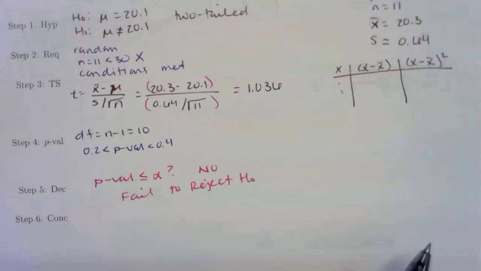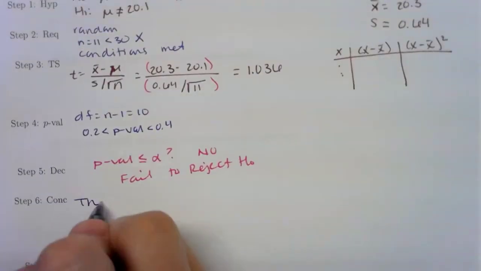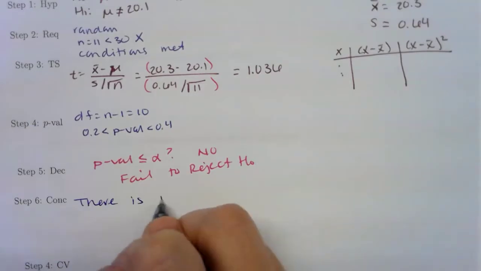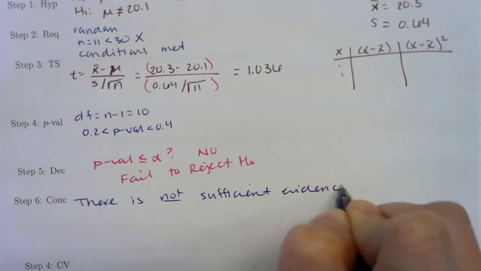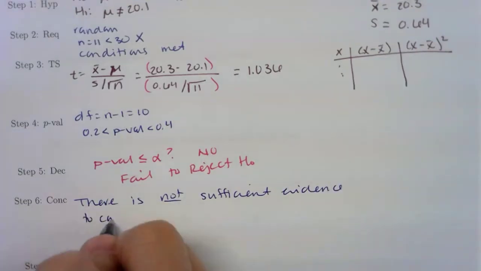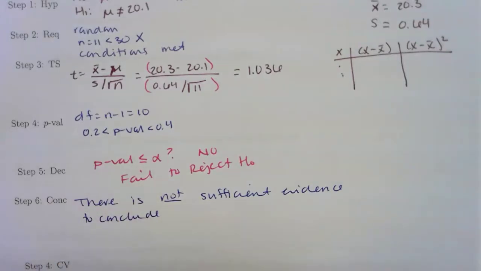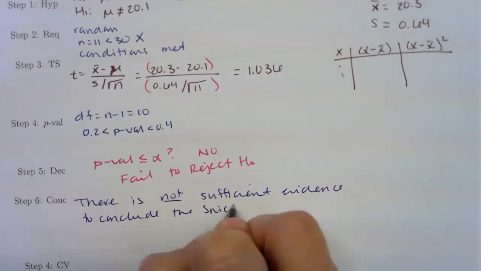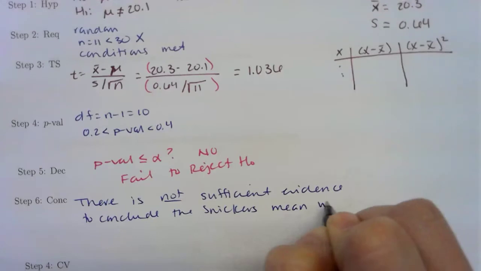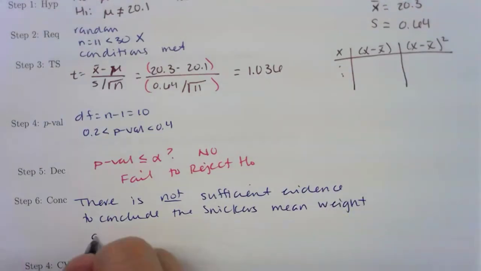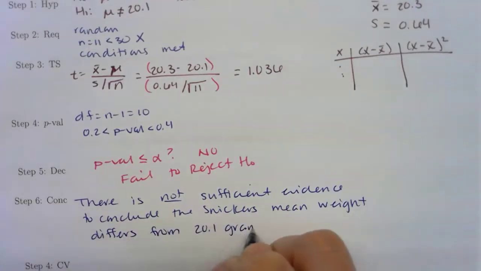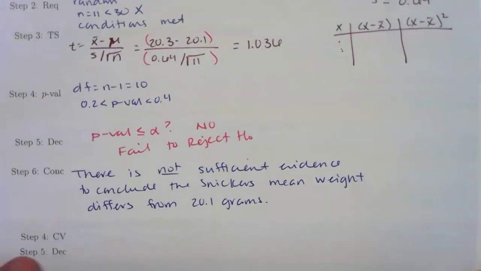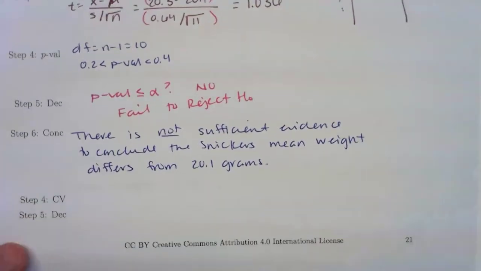And when we state our conclusion, the only thing that changes is now we say there is not sufficient evidence to conclude. And tell me what the alternative says. The alternative says the Snickers mean weight differs from 20.1 grams. So to answer the question, the machine should not be shut down.